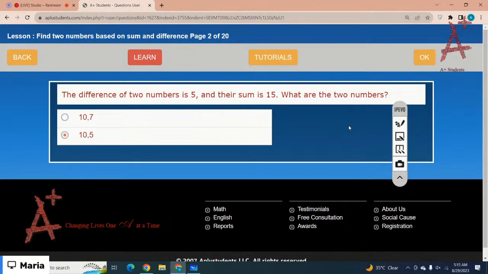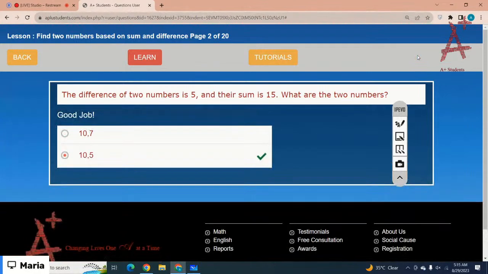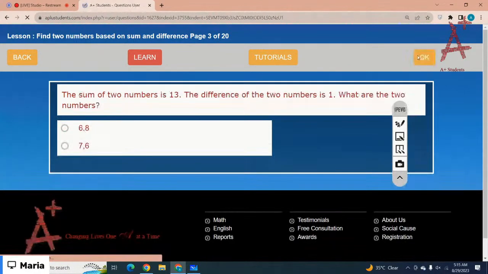If you already know the answers, you can please write down the answers in the chat box. The sum of two numbers is 13 and their difference is 1. What are the two numbers? So which is the correct option? Which two numbers have the sum 13 and difference 1?